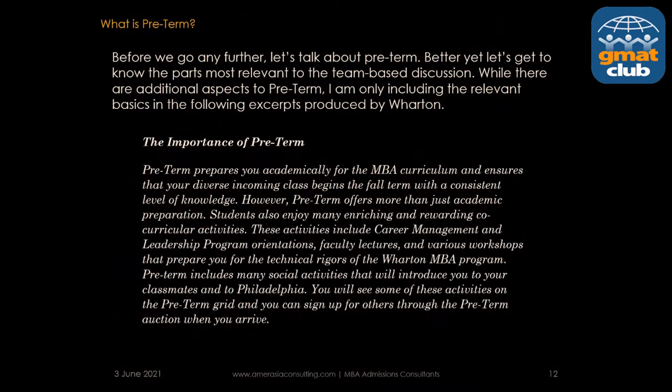All right, so listen, before we go any further, what the heck is preterm? Now, I put some of this stuff in this nice fancy Century Schoolbook font because this is pretty much ripped straight from some Wharton material Wharton has provided. So forgive me. This is fair use, by the way, because I'm critiquing and analyzing. So what is it, right? Okay, preterm. I mean, you can already guess, right? But I guess I'll read it anyway. Prepares you academically for the MBA curriculum and ensures that your diverse incoming class begins fall term with a consistent level of knowledge. It puts everybody on the same page, in other words.